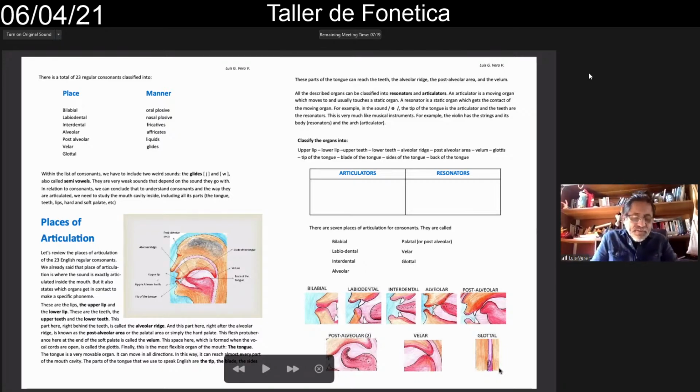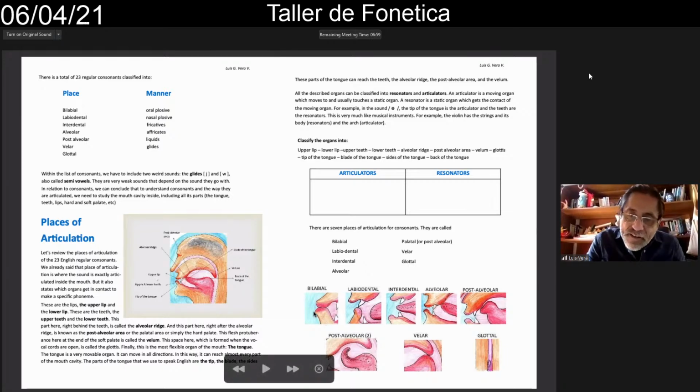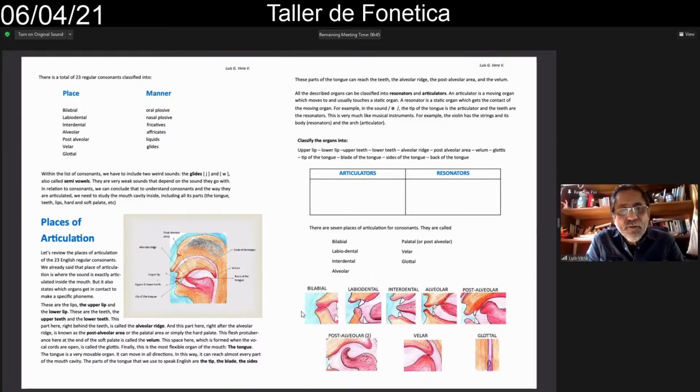Yeah, what is this? These are the so-called places of articulation. And it's simply how 2 organs are in contact. This is a drawing, a picture of the 2 organs when they are in contact, provoking the specific sound. For example, what sounds can you make by putting your lips like this? How many sounds? Or only one sound? What do you think?